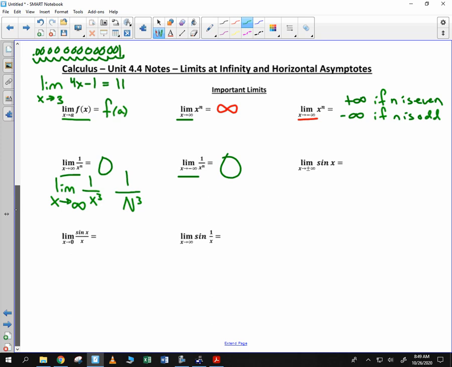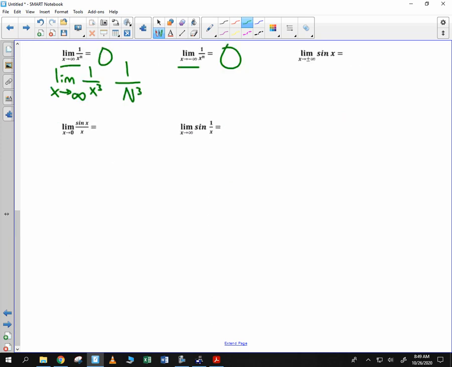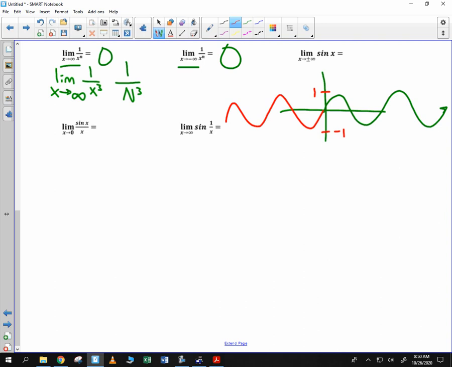Now, sine of x, that's a different kind of situation. If you think about the graph of sine of x, at no point does this graph tend towards one number. In fact, it just continues in both directions. It just continues to bounce back and forth between values of positive 1 and negative 1, and it never hones in on just one value. So this limit, as x tends towards positive or negative infinity, does not exist.